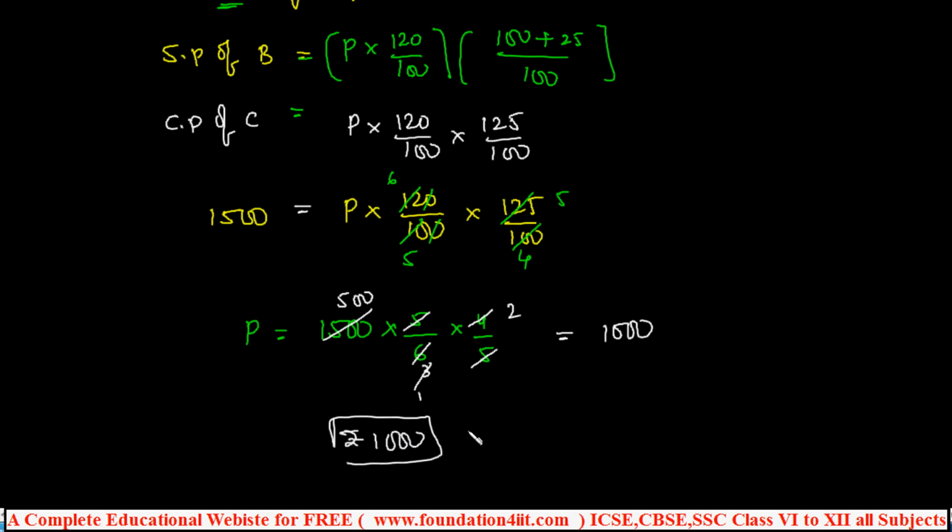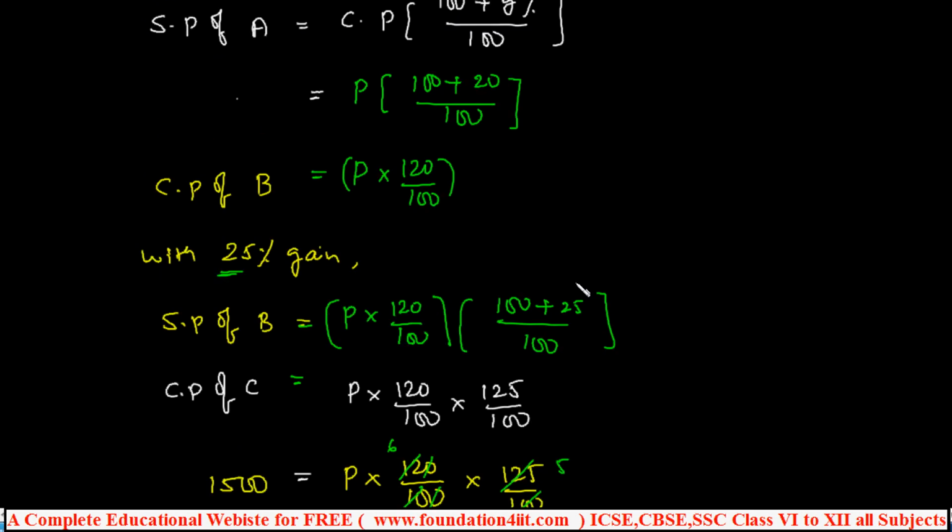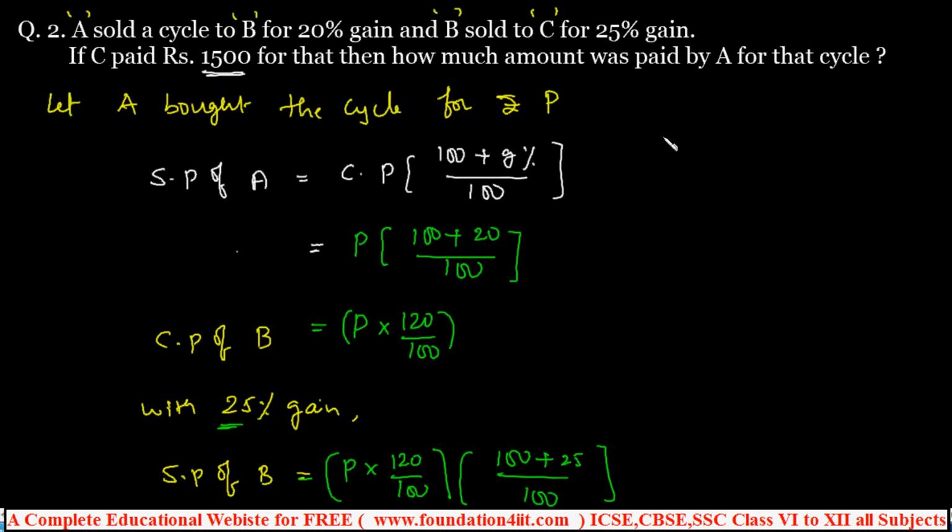This is the process we have to do compulsorily, step by step. But for the same problem, there is one simple shortcut trick. Let me do this on this side. If any question is asked like this, it is step by step: the selling price of A is equal to the cost price of B. Again, find the selling price of B, which is nothing but the cost price of C, and that will be equal to 1500. The formula is the same. But if you want to use the short method to find the answer for this.